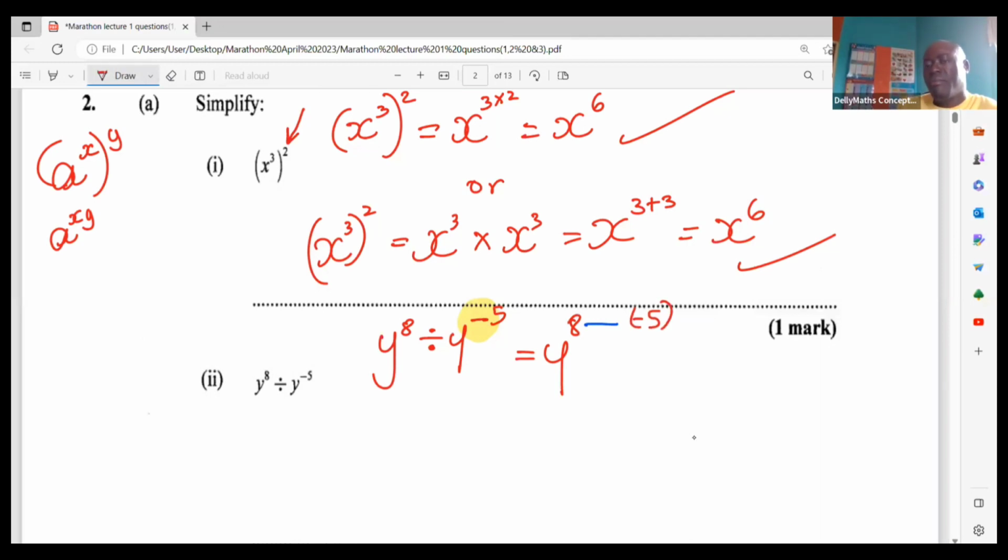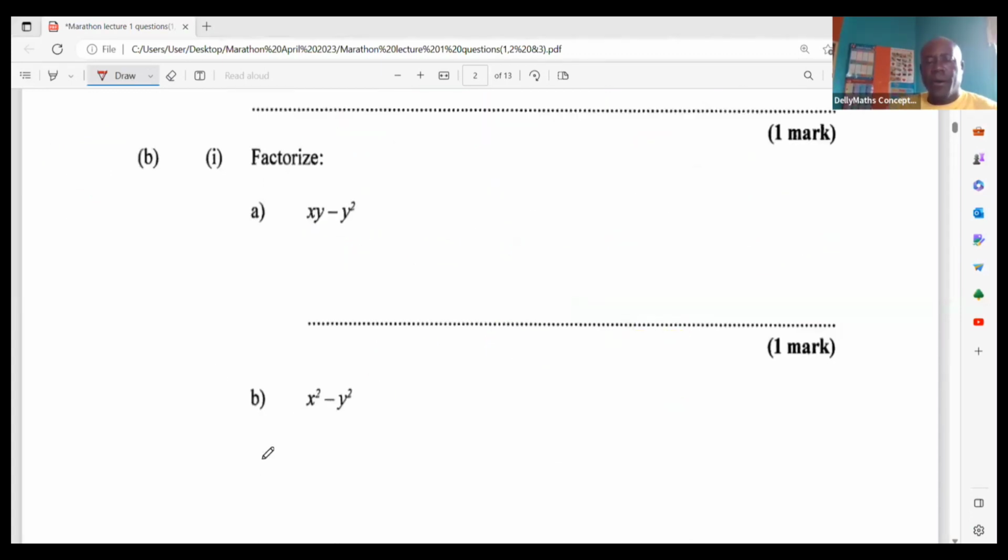That is the issue. So that little trick there, don't let them trick you in the exam. The minus is for the division, but there's a negative 5. So that is going to turn everything into a plus right here. So we're going to end up with y to the 8 plus 5, which is y to the 13. Still going, still under our number 2 type of question.